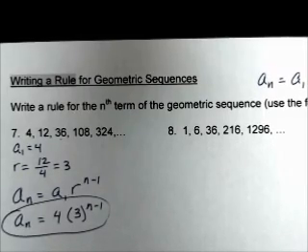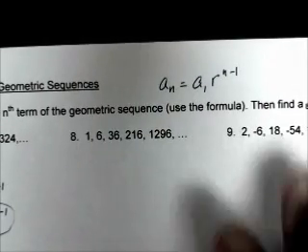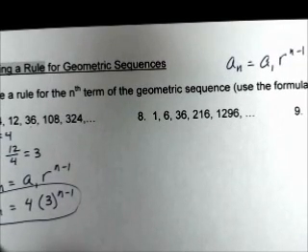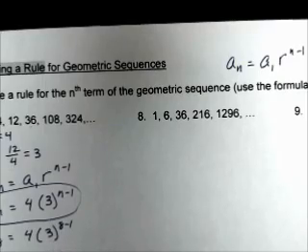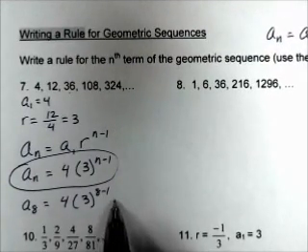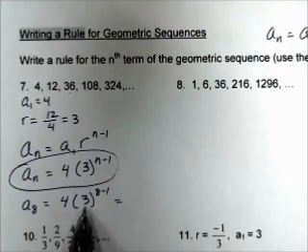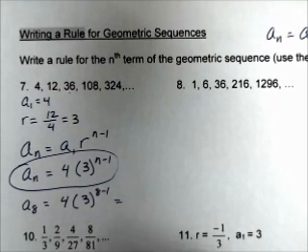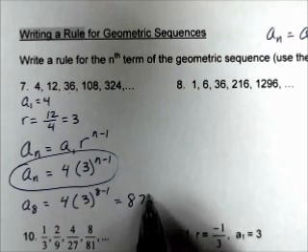This is our rule. Find a sub 8, or the 8th term. So a sub 8 is equal to 4 times 3 raised to the 8 minus 1. Use the calculator. It certainly wouldn't work this out by hand. 3 to the 7th times 4, 8,748.